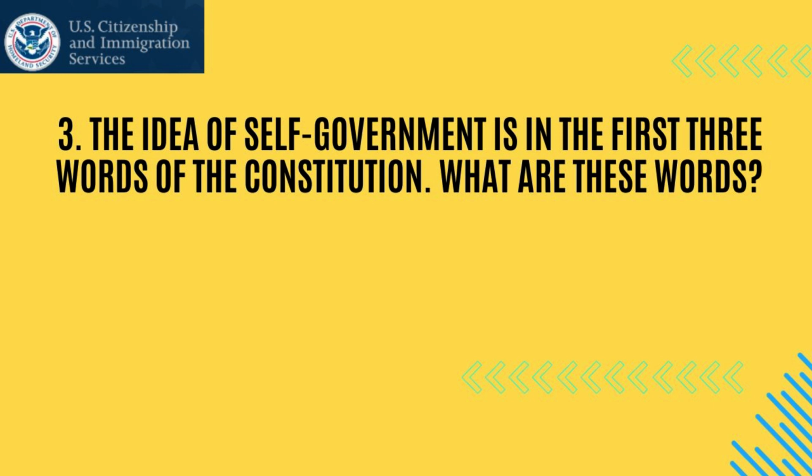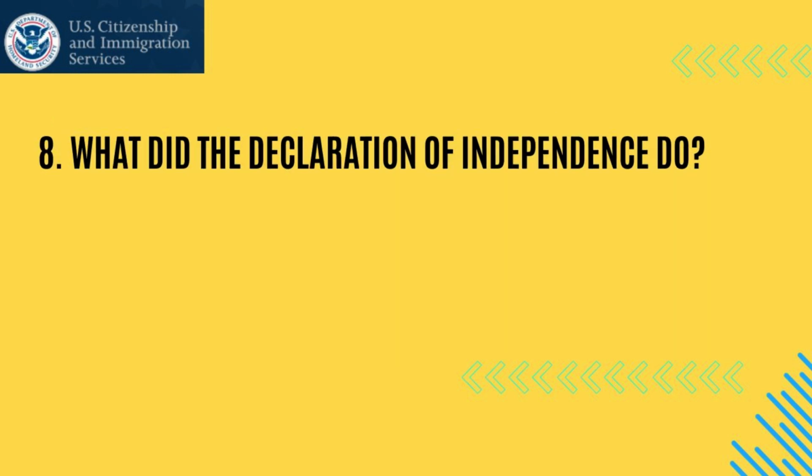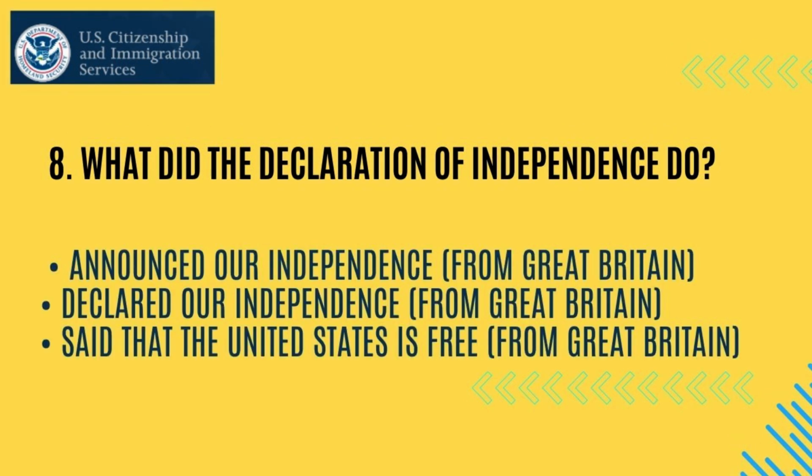3. The idea of self-government is in the first 3 words of the Constitution. What are these words? We the people. 8. What did the Declaration of Independence do? Announced our independence from Great Britain. Declared our independence from Great Britain. Said that the United States is free from Great Britain.